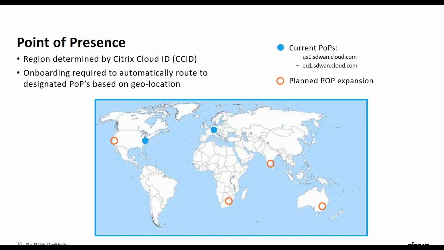Now, when it comes to Orchestrator, when we rolled this out, we only had a POP in the US. Now we do have a POP in the EU, and we do have some planned POP expansions as well across different geos. And this is primarily to reduce any sort of latency concerns as we're managing our SD-WAN devices.